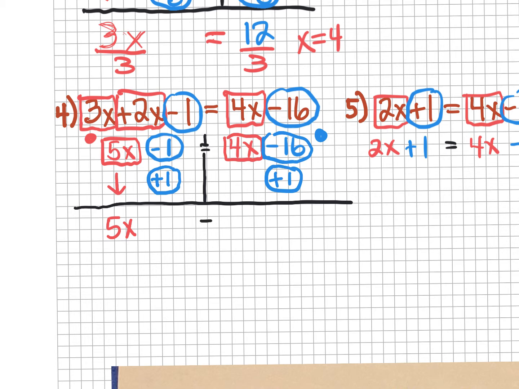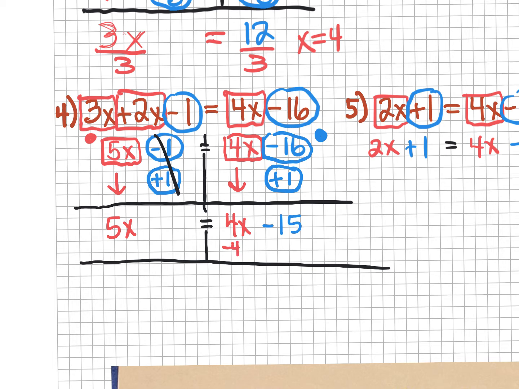5x equals, this guy cancels out. He gets to come down for now. 4x. I have 16 on the negative and 1 on the positive, so that makes 15 on the negative. But now I have to make the basketball court one more time. And 4x, you get out of there with negative 4x. And if the shapes help you, then the shapes help you.